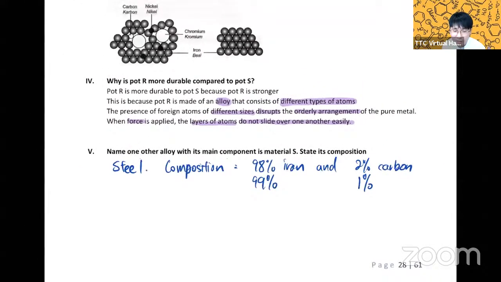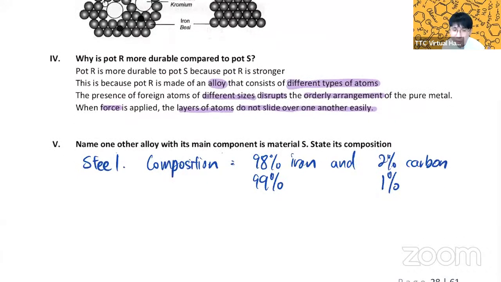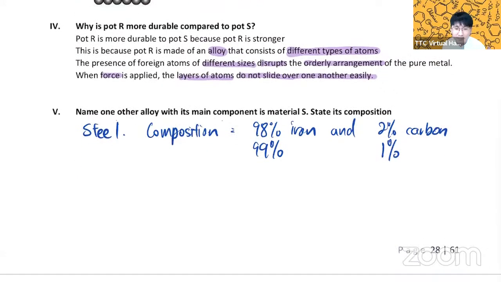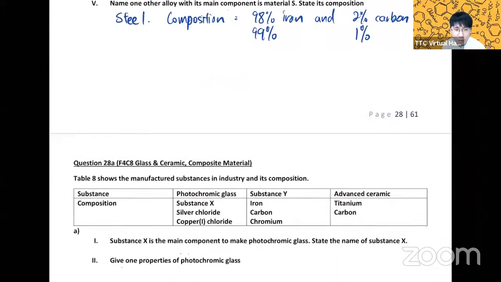Okay, so good guessing power. But the 1 and 99, don't worry about that. 98 and 2, or 99 and 1, should be fine. Okay, moving on. Next one.